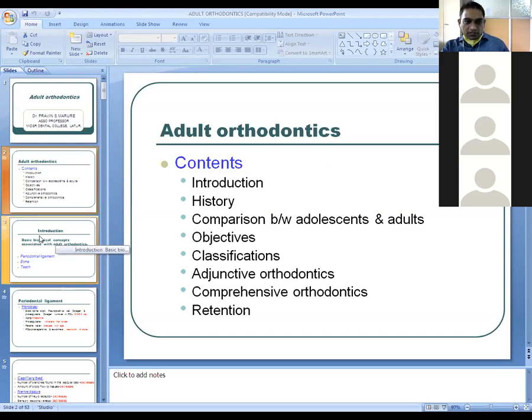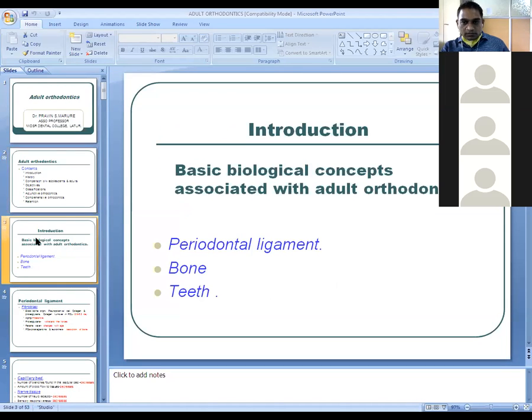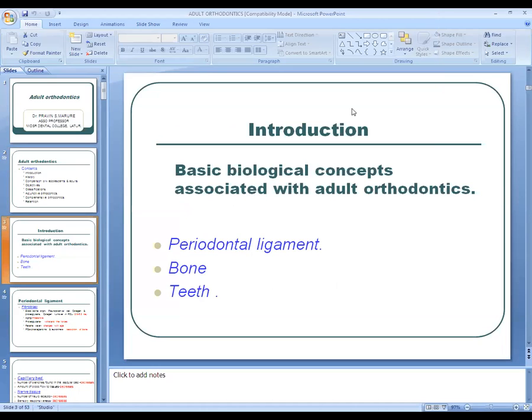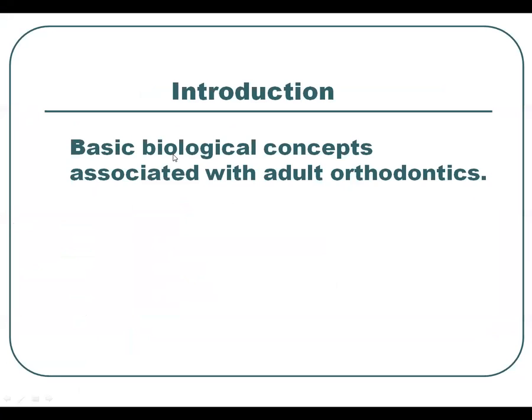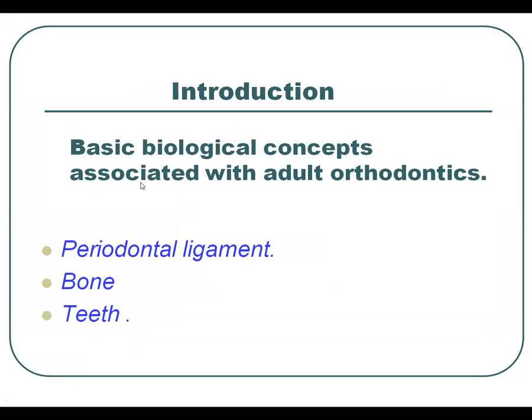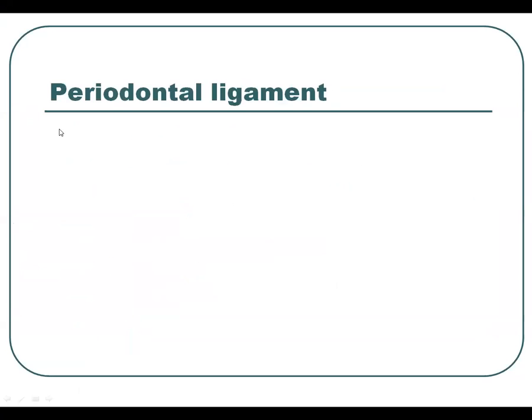First, we will see the biological concepts associated with adult orthodontics. First is the periodontal ligament, bone, and the teeth. These concepts cover what the status of the periodontal ligament is in adults, and the bone and the teeth. First we will see the periodontal ligament.